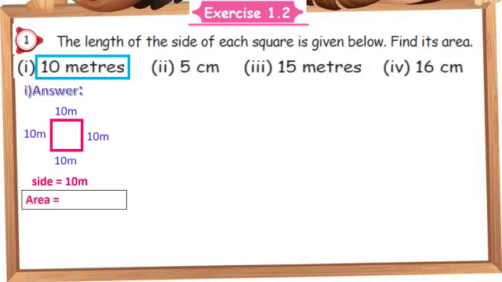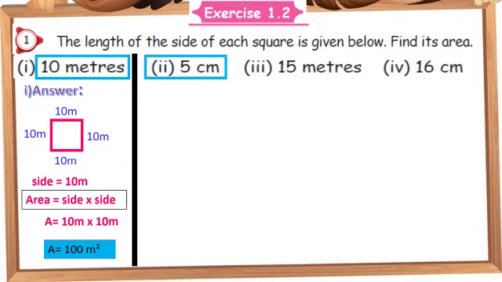Then what will be the formula? Area equal to side into side, isn't it? So 10 meter into 10 meter, that's equal to 100 meter square. Clear? So it's very important, you must mention meter into meter, meter square. That's very important. So don't forget to put the unit square.